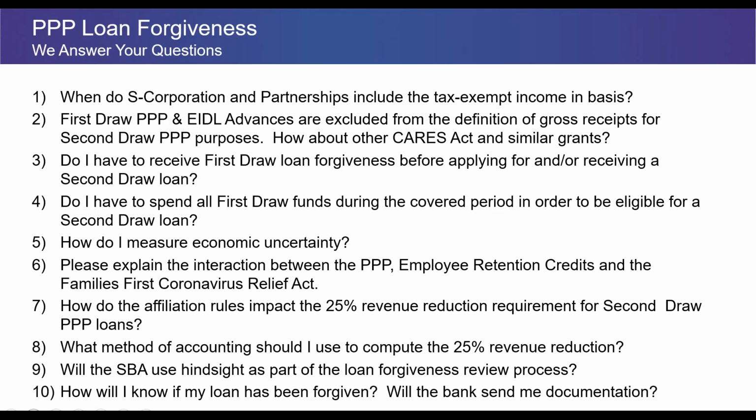Okay, thank you. I will take number 6. Please explain the interaction between the PPP, Employee Retention Credits, and the Families First Coronavirus Response Act and the relief options under there. The overall theme here is you can't essentially double dip or triple dip in this instance, but basically you cannot count the wages more than once. So if you're going to take the Families First Coronavirus Response Act, then those wages would be excluded from the retention credit or the PPP.